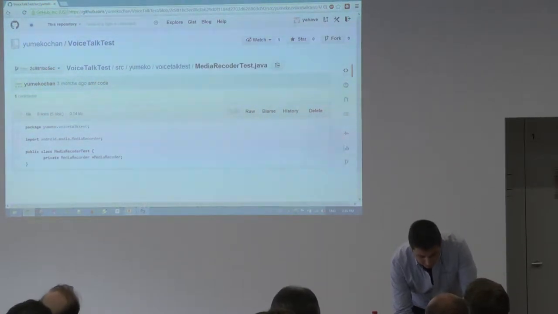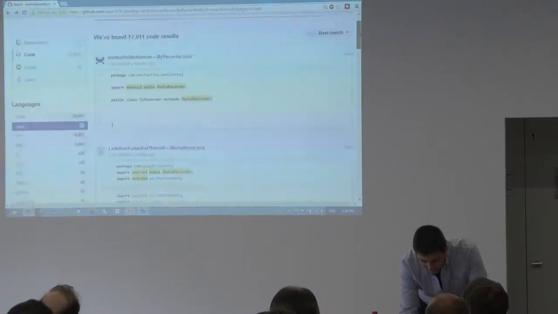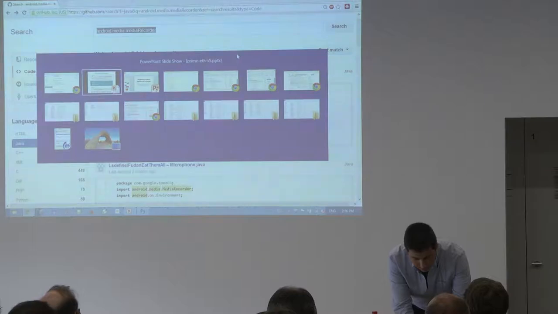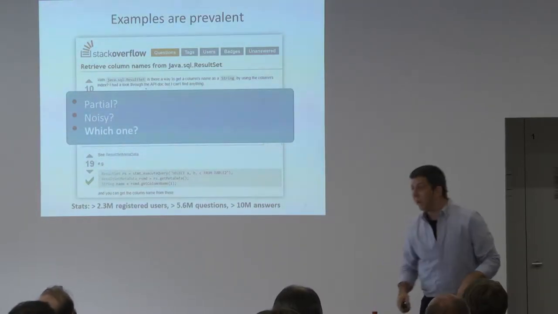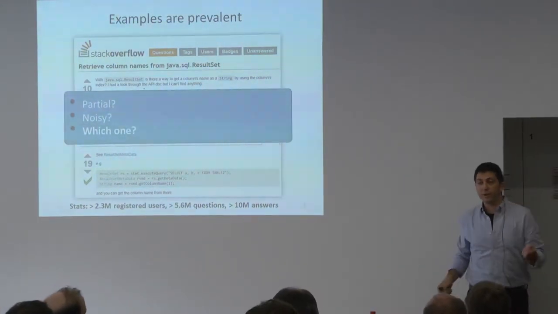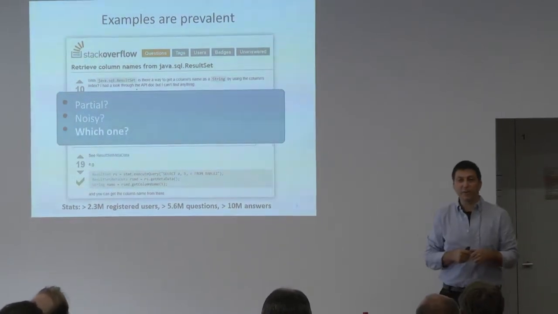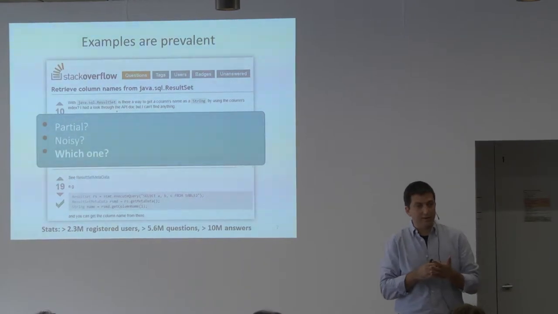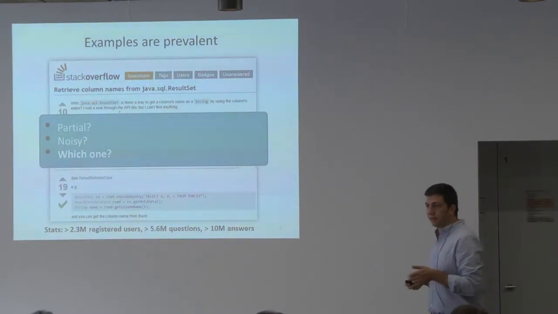I will not drag you through all of them, but out of these 10 or 17K examples, it is not clear which ones are actually useful for me. Many of them will be partial. They will not show me the full scenario. Maybe many of them will be noisy. They'll have too much information, and the code will be entangled with code that does other stuff. And it's not clear which example I should use.